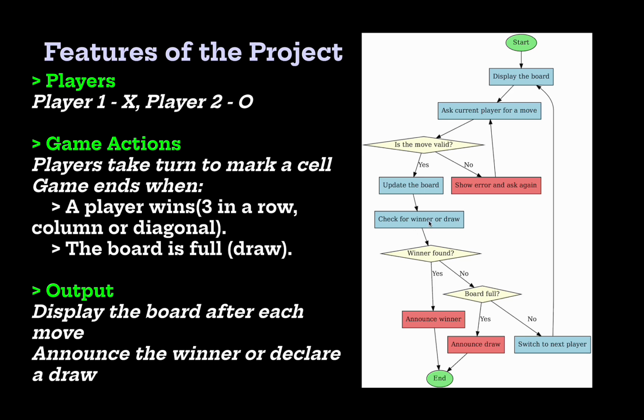We check for a winner or draw. If a winner is found, we want to announce the winner. If a winner is not found, we want to check if the board is full. If the board is full, then we want to announce a draw. If the board is not full, we want to switch to the next player. And once we switch to the next player, we want to display the board again, just so the user knows what part of the board is yet to be filled.